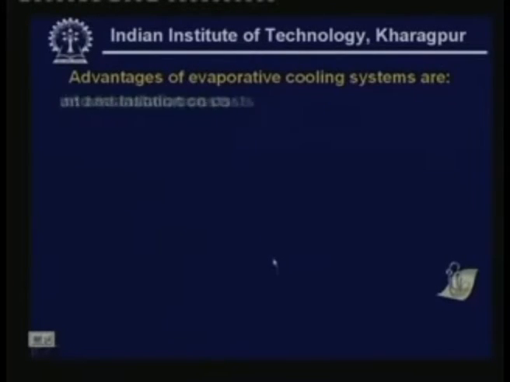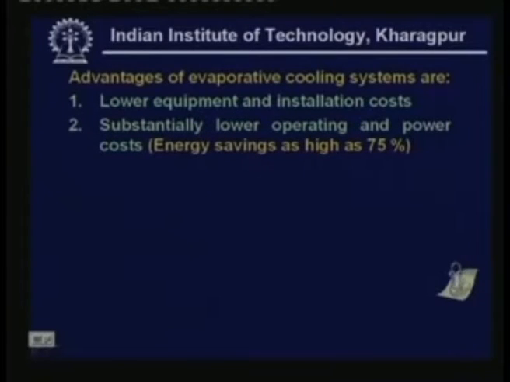What are the advantages? First advantage, of course, is that they have a lower equipment cost and installation cost compared to the conventional refrigeration system based air conditioning systems. Okay, the equipment and installation costs can be several times lower than the conventional systems. And they also have substantially lower operating and power costs, because all that you require is power for running the blower and for pump. You do not have a compressor there, so the power consumption is reduced substantially, and the energy savings can be as high as 75% compared to a conventional air conditioning system. These are a major advantage of evaporative cooling systems.